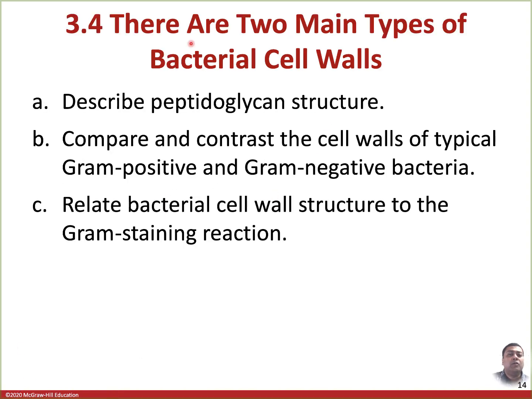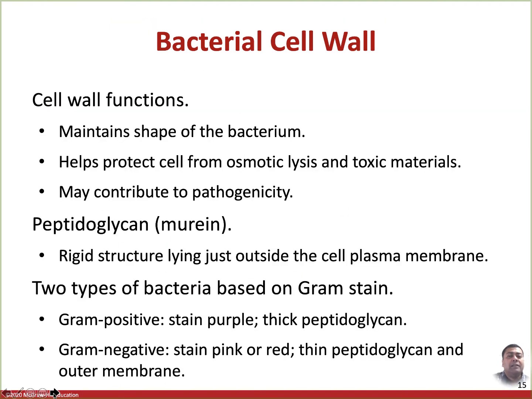Next we are looking at the 2 main types of bacterial cell wall that we talked about in the staining process, the gram positive and the gram negative.